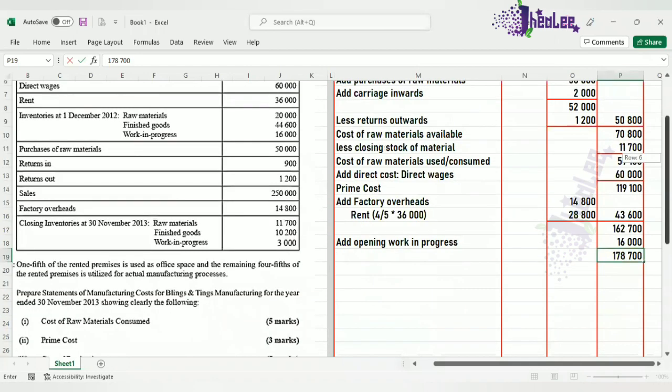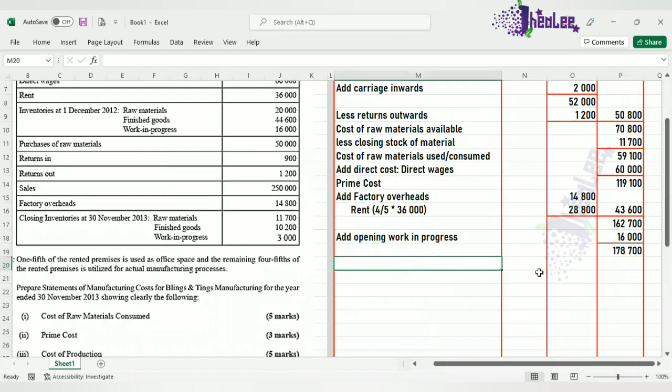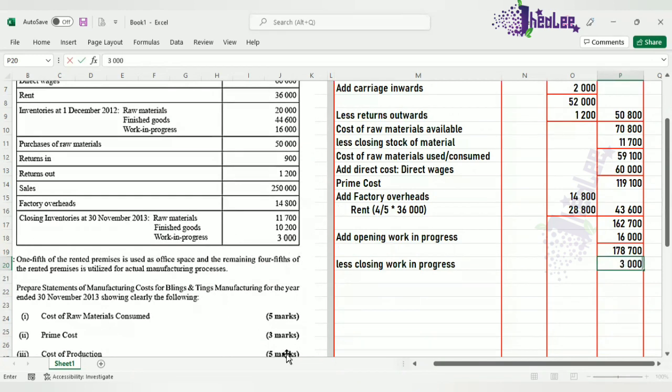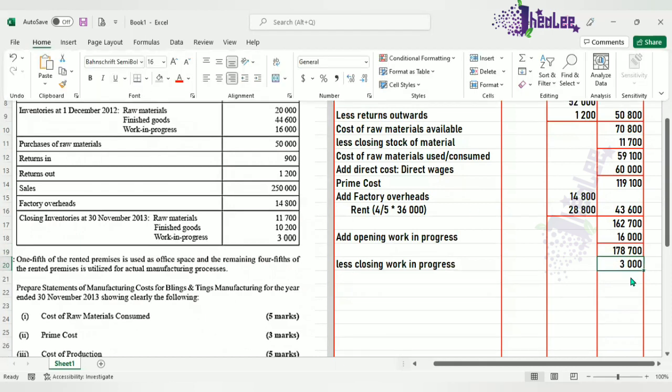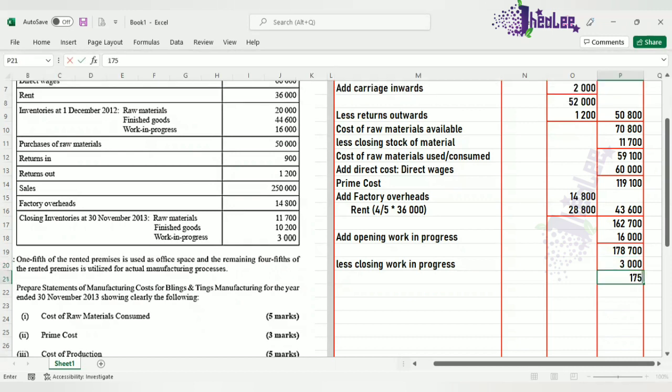Remember earlier, I said that the only figures that you subtract are your closing stock figures, as well as your return outwards, if there is any, when you're doing your manufacturing account. So in this case, we're going to less closing work in process or work in progress, the very same thing. And the value for closing work in progress is $3,000. Now, when we subtract this $3,000 from the $178,700, we are left with a value of $175,700.